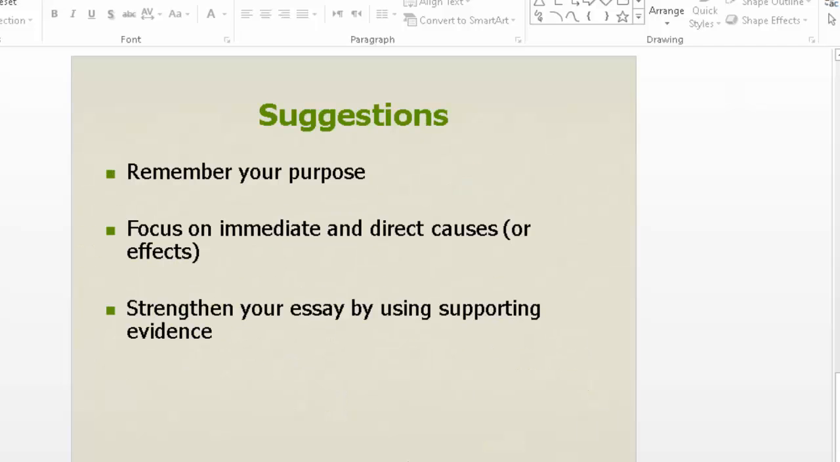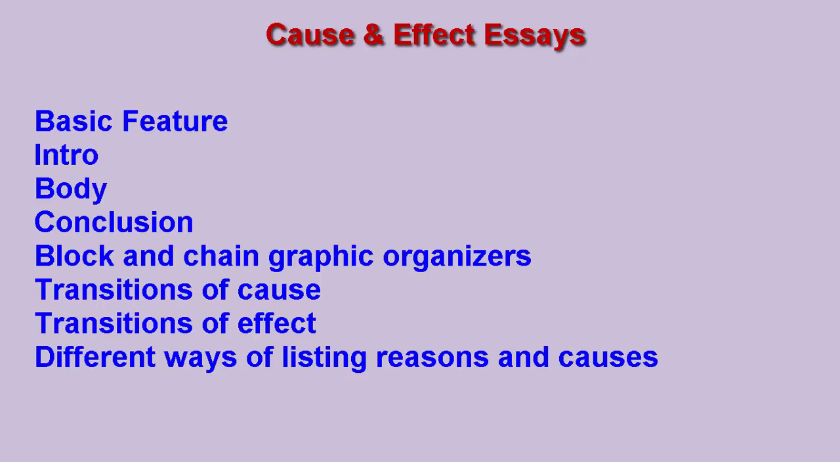And that's the end of this writing lesson. We've talked about cause and effect essays. We've talked about the components, basic features, the body, the block and the chain format. We talked about the transitions used to express causes and other transitions used to express results. And we also talked about how we order the events.